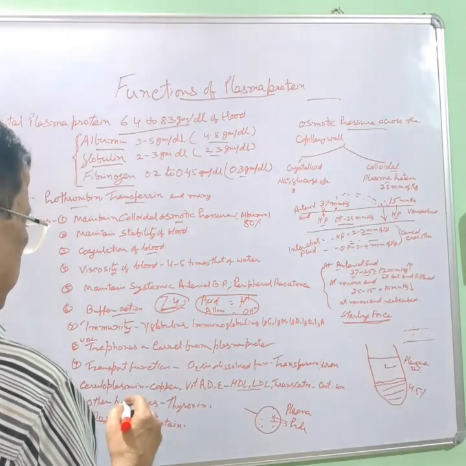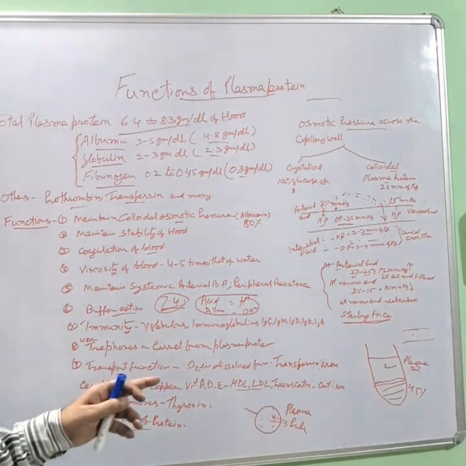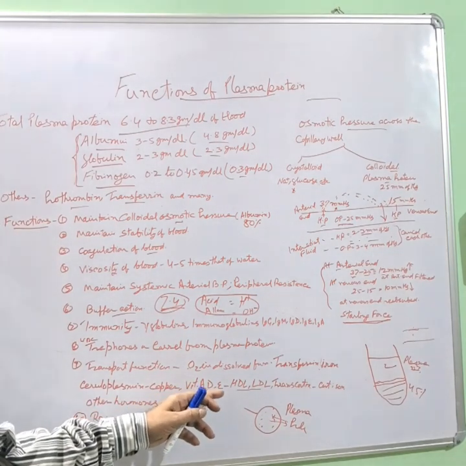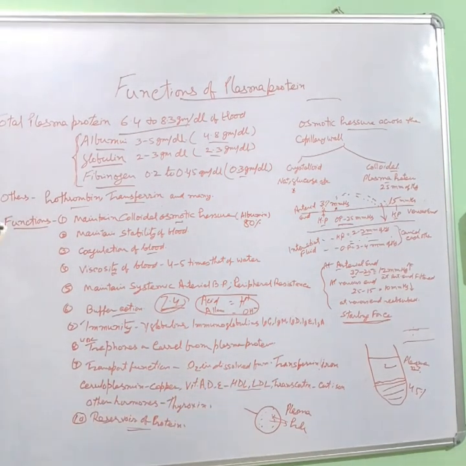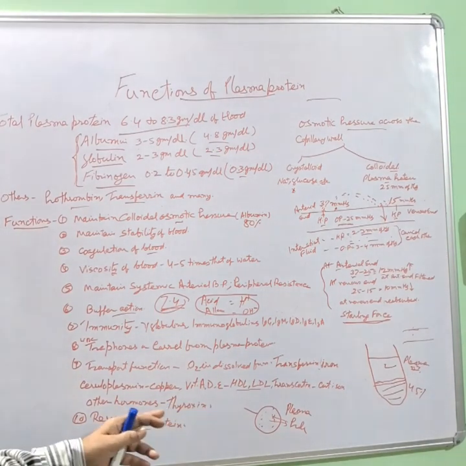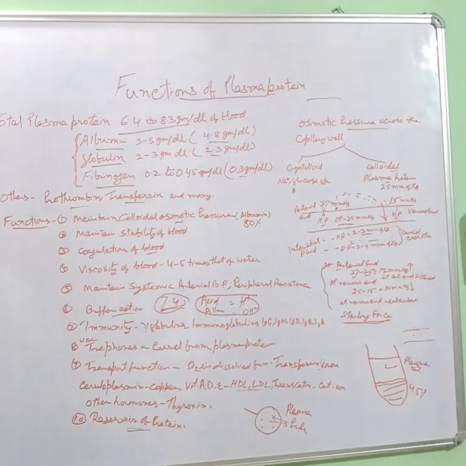Then transport function. Oxygen in dissolved form, transferrin transports iron, ceruloplasmin copper, vitamin A, D, E, HDL, LDL, transport protein, cortisone and other hormones, for example thyroxine, albumin and quinolone.